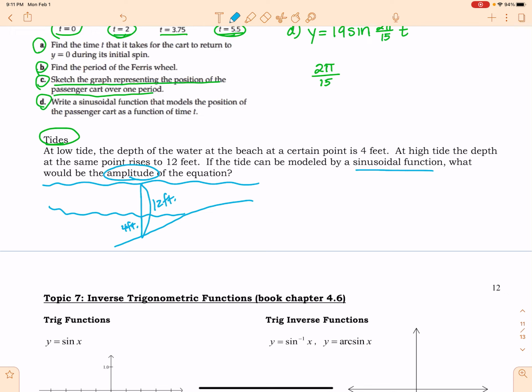So if the tide can be modeled by a sinusoidal function, what would the amplitude of the equation be? Well, let's look at this. If this is 12 and this is 4, think about this. That would be the difference between 12 and 4. So this right here would be 8. Sorry, I lost my bearings for a minute. So that's 8 feet. So you remember, you think about your amplitude as half of that. So 4 feet is going to be your amplitude. Easy peasy, lemon squeezy.